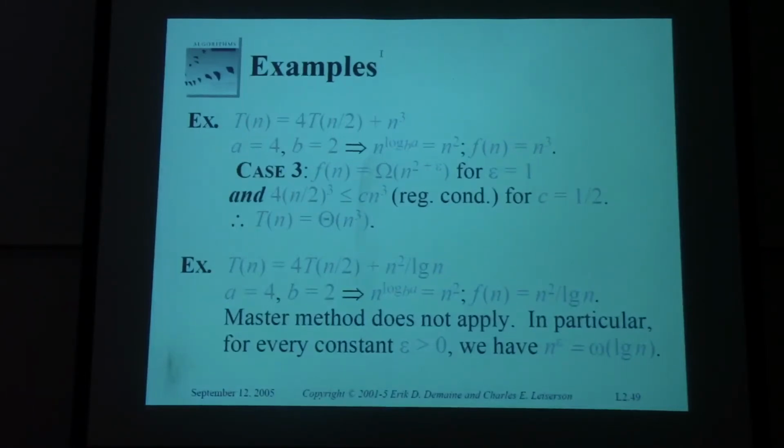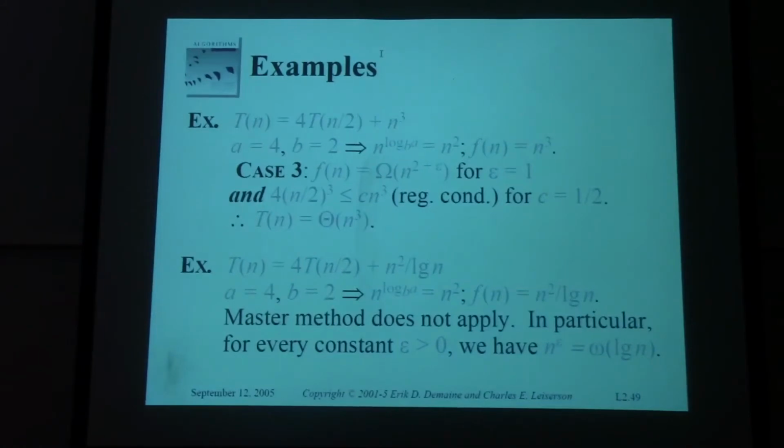Now in this example here, the method does not apply. So we have 4T of n/2, so we still have a is 4, b is 2, n to the log b of a is n squared, and f of n is n squared over lg of n. So what's the problem? First of all, case 2 doesn't apply, because the power of the lg here is -1, because 1 divided by lg n is lg n to the -1 power, so that's not appropriate. So case 2 does not apply.